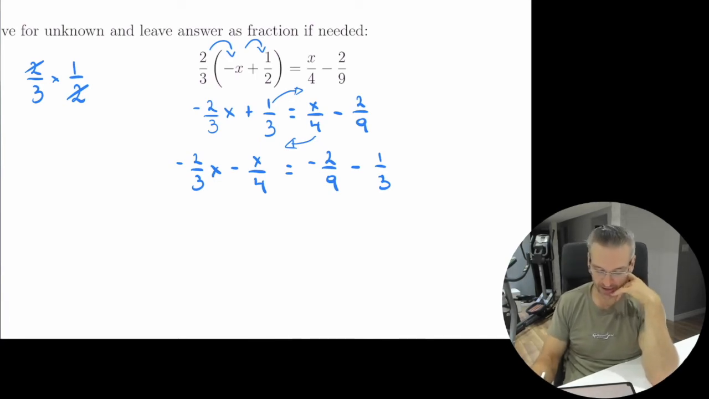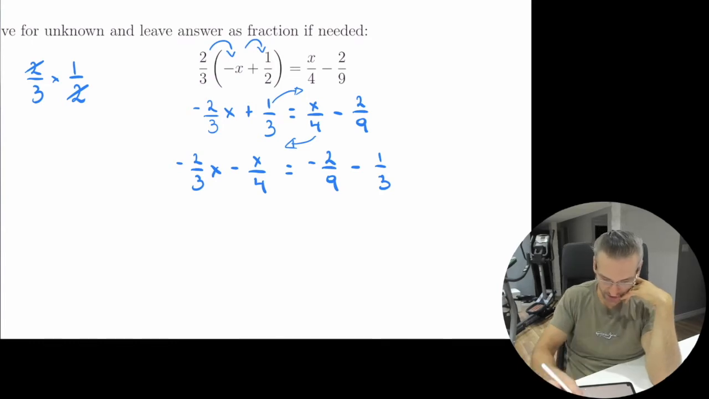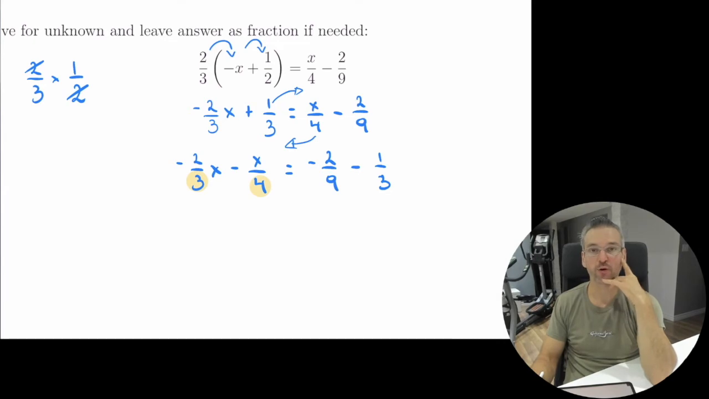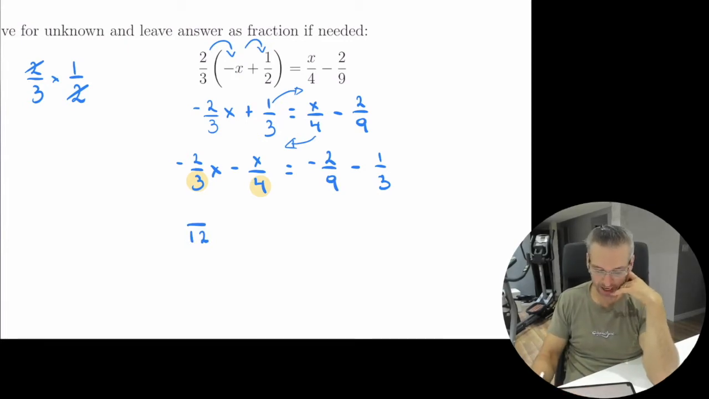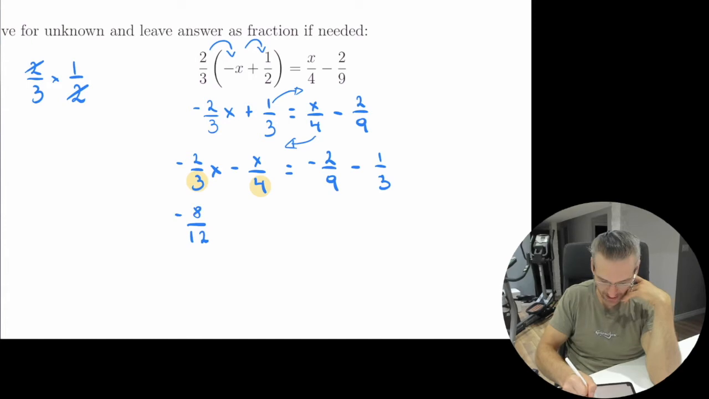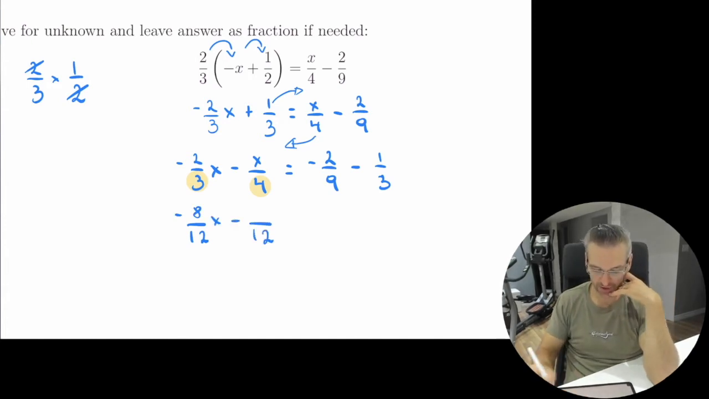So I can go ahead and try this. I need a common denominator between these two, so 3 and 4. The common denominator is 12, so I'm going to put these over 12. Now, if I do that, this is going to become negative 8x. And if I do that here, negative 12, that's going to become 3x.